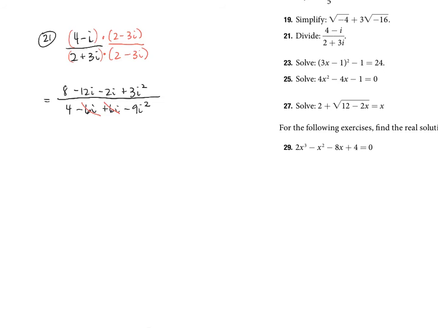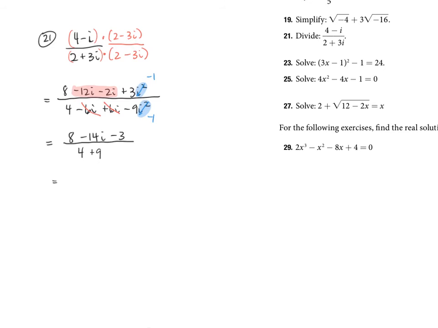And so now we're going to combine like terms. So in the numerator, I have an 8. I have like terms of -12i and -2i. So those are going to combine to give me -14i. And also in the numerator, I have this i squared. Remember, that is a -1. So we're going to have 3 times -1 is -3. And then in the denominator, we have another i squared. That's going to be a -1. So we have 4 minus 9 times a -1 is plus 9.